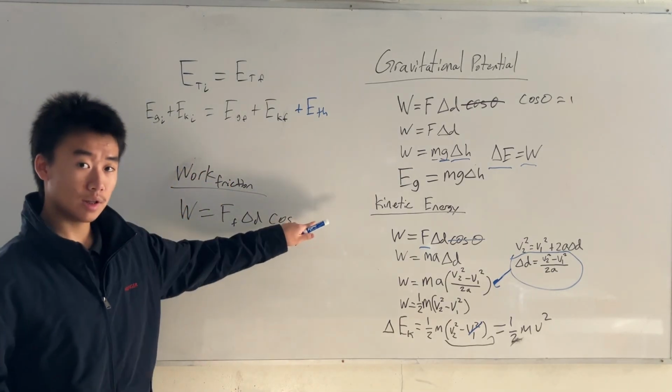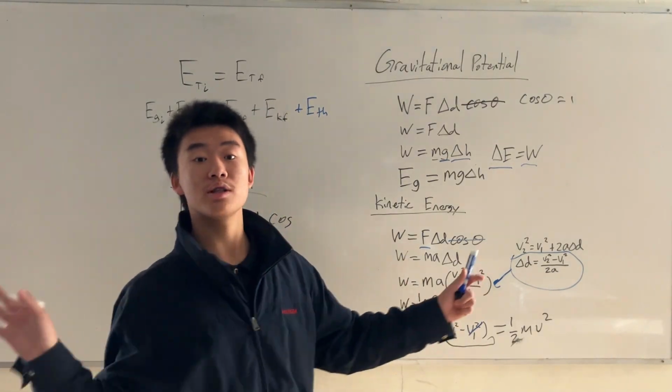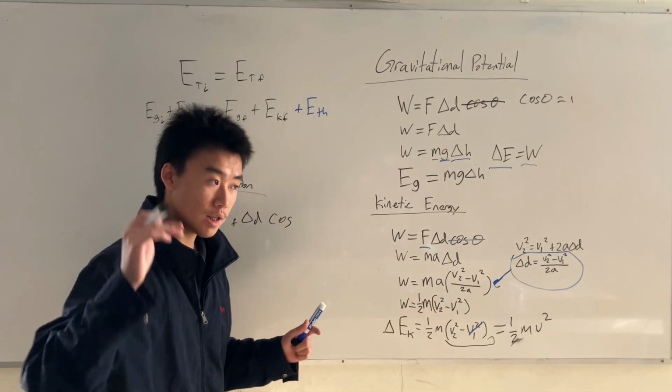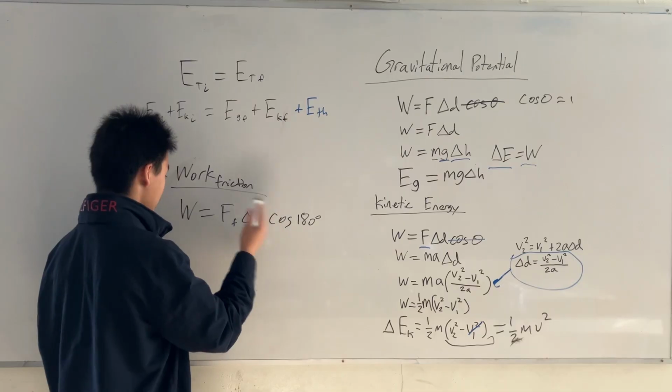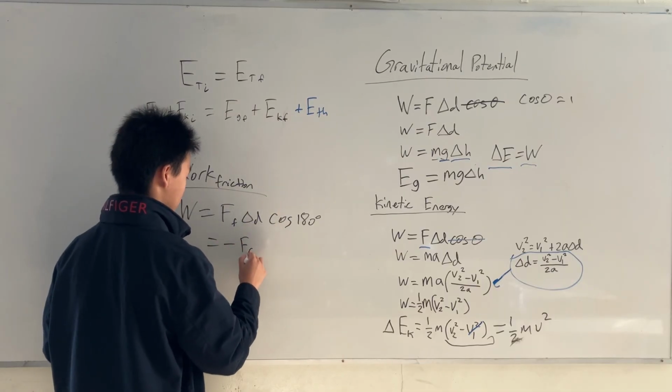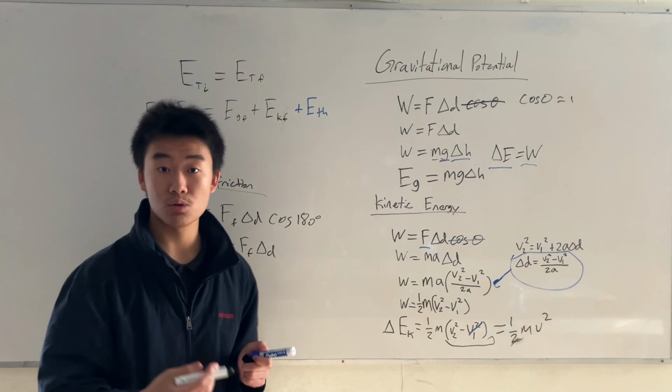Now, for this cosine theta, we know that friction is always opposing the motion. In that case, if it's opposing the motion in the other direction, we know it's 180 degrees. So this makes our equation into minus delta D, because cosine 180 is equal to -1.